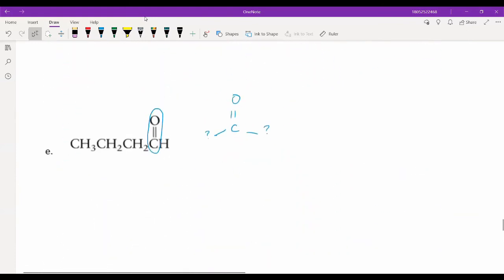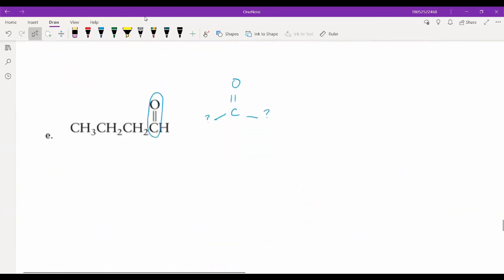So keep that in mind. This being one of those types. And here, because we have an H next to the carbon with the double bond O, this is called an aldehyde. So again, flashcards or whatever you need to kind of memorize those patterns. Aldehyde has an ending of just -al.